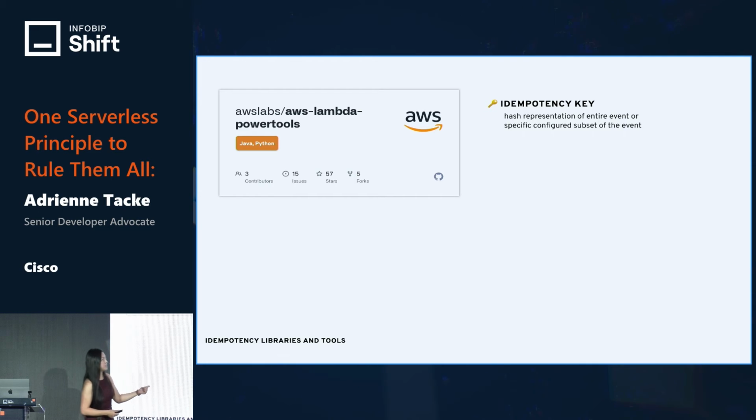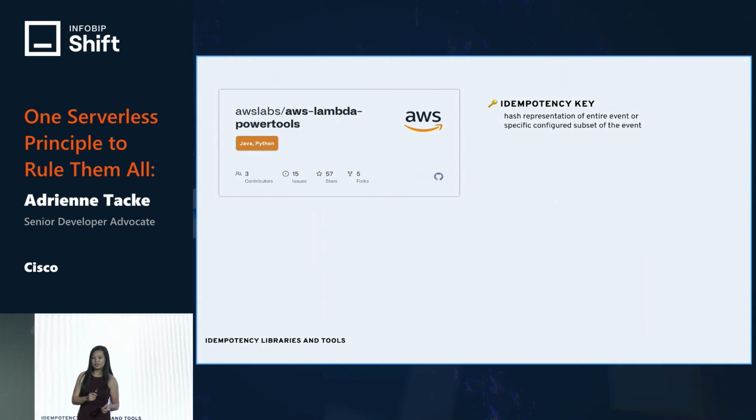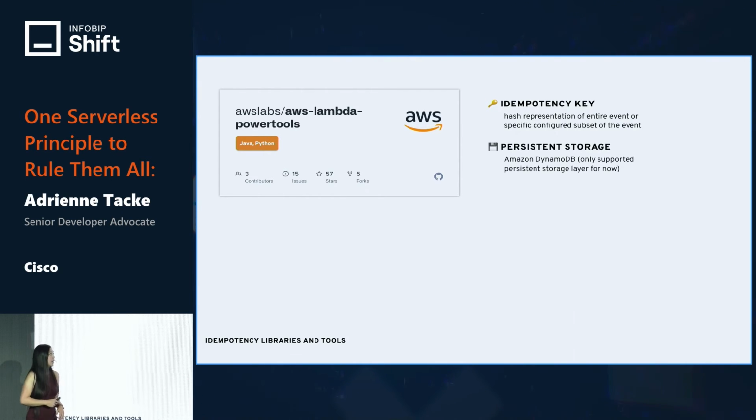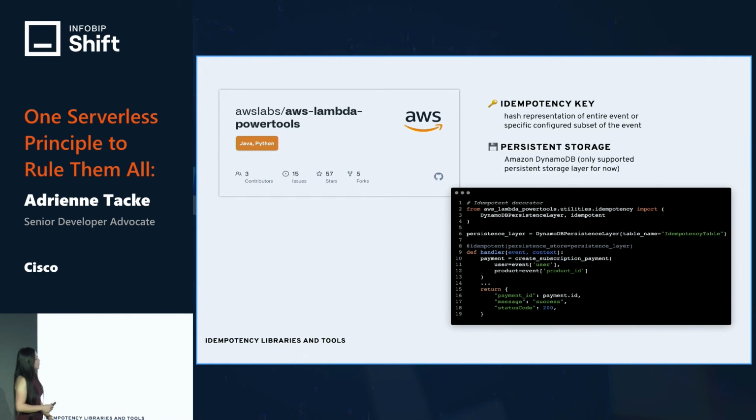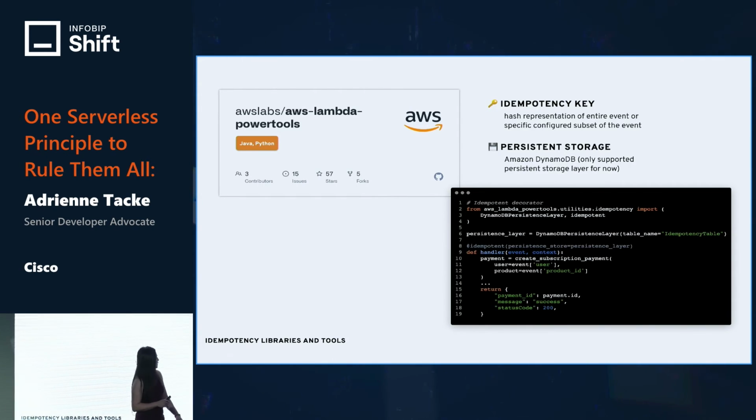They have an idempotency key, which is a hash representation of the entire event or a specific configured subset of that event. So depending on if you need that entire event information to generate this uniqueness or not, you can set that yourself in the idempotency key. And of course, the persistent storage layer that it uses is DynamoDB, because that's the only one that's supported for now, because AWS, right?